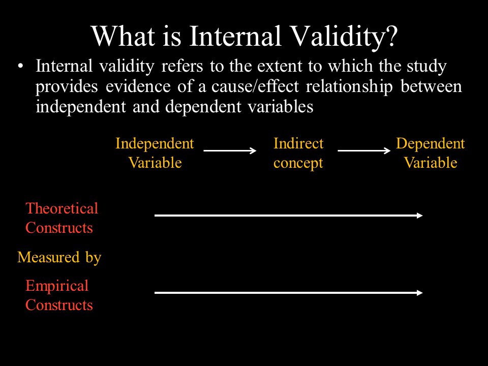Going back to our example of ice cream sales and crime rate, that study is one that lacks internal validity because it's not the case that ice cream is causing the increase in the crime rate. It's that there's a third variable that's mediating that relationship. So if you were to make an argument that there is a direct relationship between ice cream sales and crime, that would be a study that would lack internal validity.